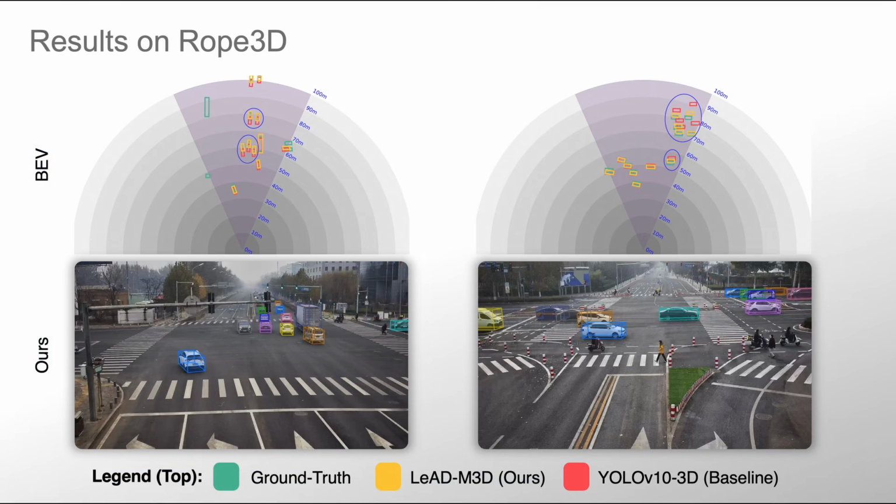Here we present qualitative results on the traffic view dataset, ROPE 3D. We compare our approach with the baseline YOLO 10-3D. In the bird's-eye view representation, you can observe that LeAD-M3D consistently achieves more accurate depth estimates.